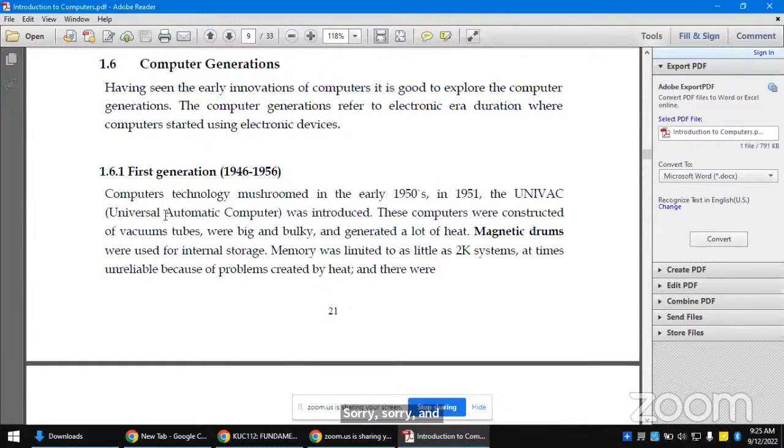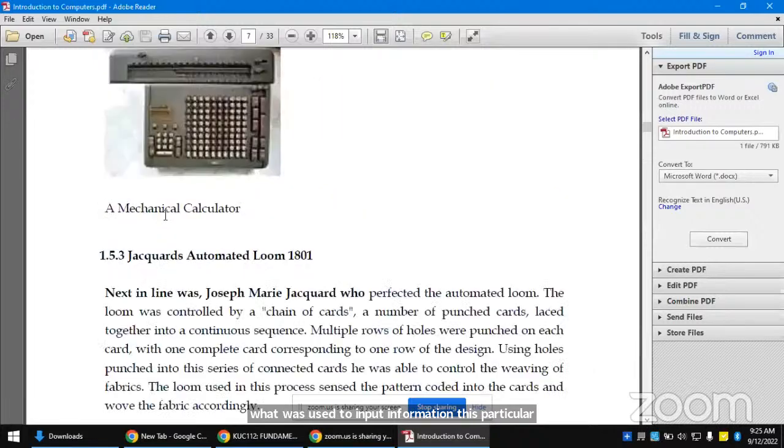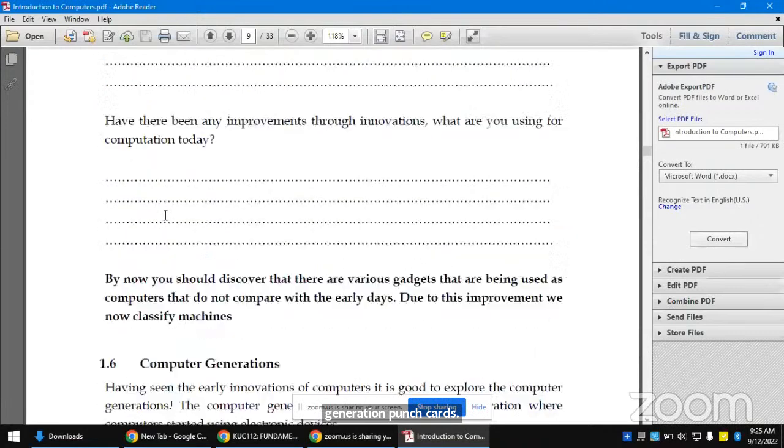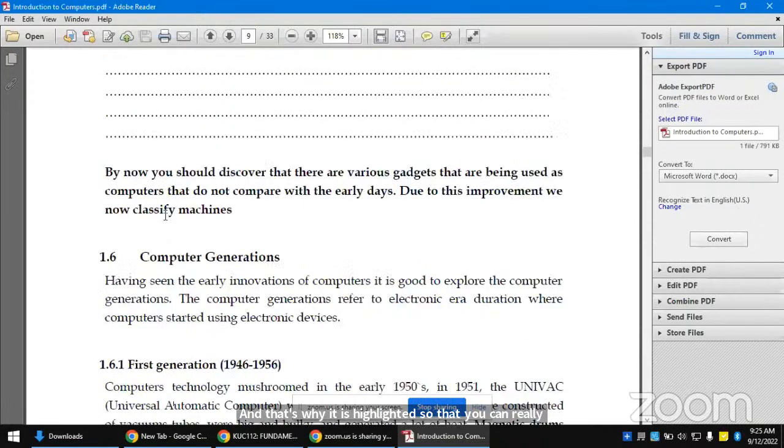Many maintenance problems. Punched cards were used to input information. So what was used to input information in this generation? Punched cards. That's why it is highlighted, so that you know the input device here was the punched cards. The operating system had very little capability. It had an operating system, but with very little capabilities.